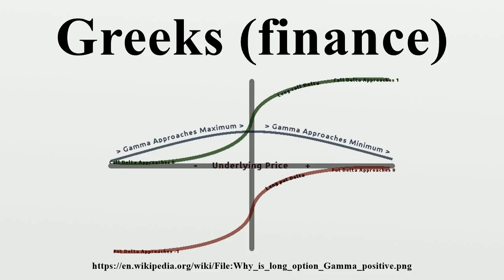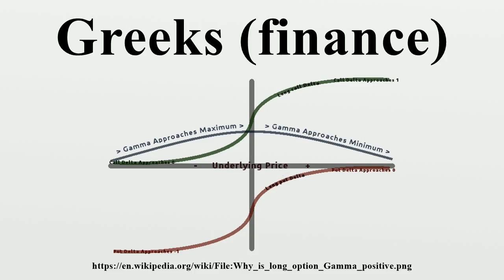Vanna, also referred to as Vega spot and DdeltaDvol, is a second-order derivative of the option value, once to the underlying spot price and once to volatility. It is mathematically equivalent to DdeltaDvol, the sensitivity of the option delta with respect to change in volatility, or alternatively, the partial of Vega with respect to the underlying instrument's price.